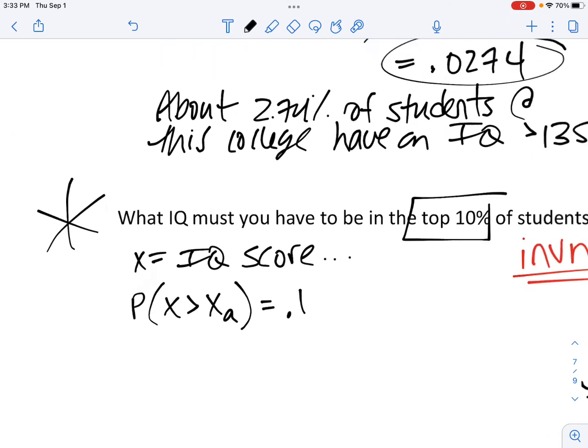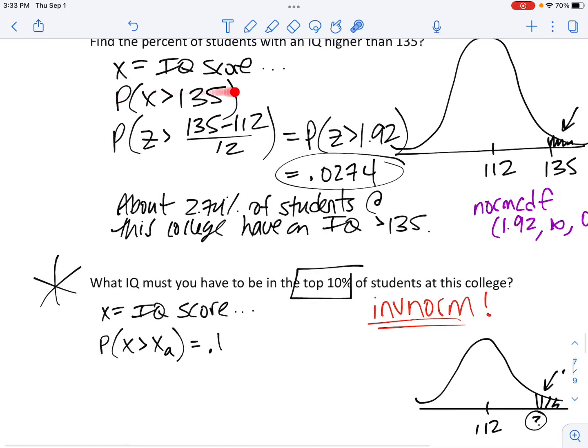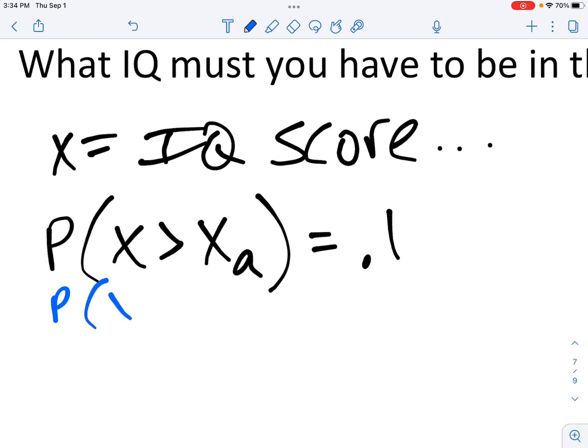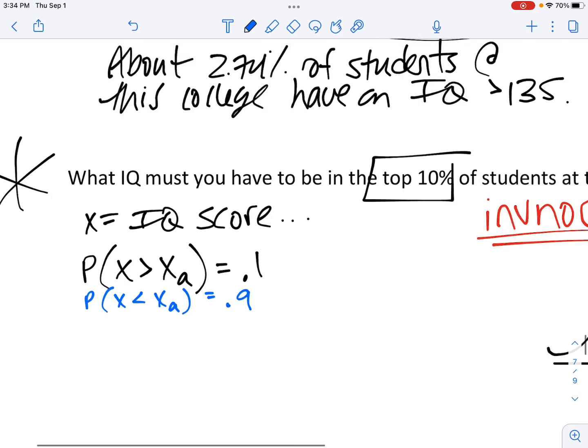So this is something very different than what we've been doing. Remember, I've been recopying symbolically basically what the question's asking. Find the probability that x is greater than 135. I don't really have that here. I need to find the probability that x is greater than, I don't know this number, but I do know that the probability, the answer, the percentage is 0.1. And I want you to know that it is also correct to write the probability x is less than some number equals 0.9. I hope you can understand that that is also correct.